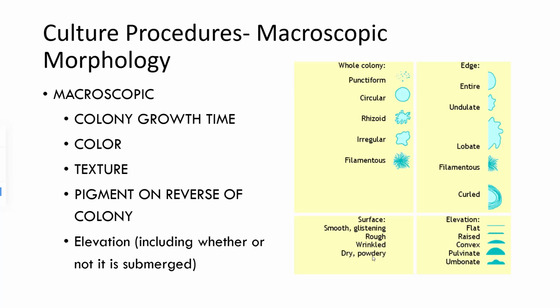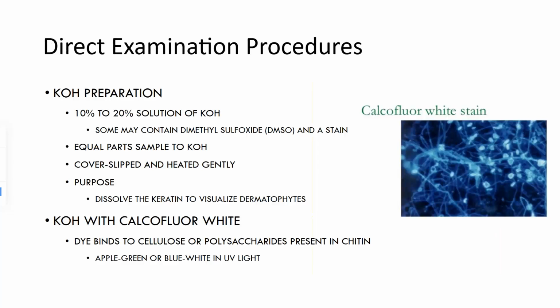The texture could be found on the surface, so smooth and glistening, rough, wrinkled, dry, powdery. Clumpy would be like flocculose. And then the elevation, including whether or not it is submerged into the agar. You want to do the whole colony shape, the edge shape, elevation, and surface. So lots of information that we have to report. We will be looking at colony morphology when we look at the molds.